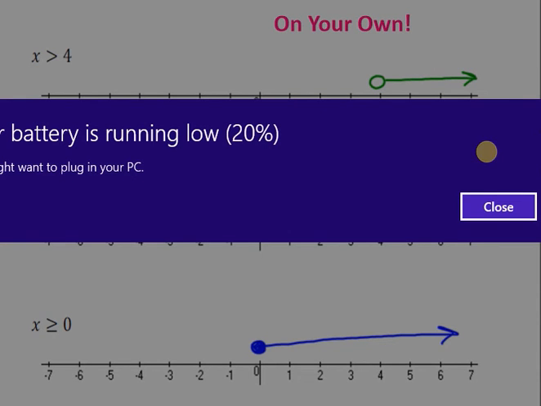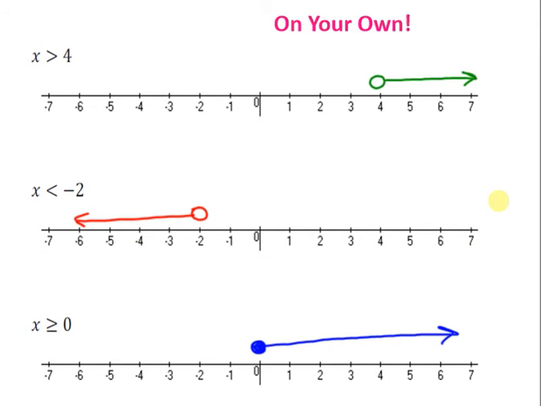All right, go ahead and hit pause if you're not done, and if you are done, let's go over it. So for the first one, you should have an open circle over the 4 with an arrow pointing to the right. For the second one, an open circle over the -2 with an arrow pointing to the left. And for the third one, a closed colored-in circle with an arrow pointing to the right.